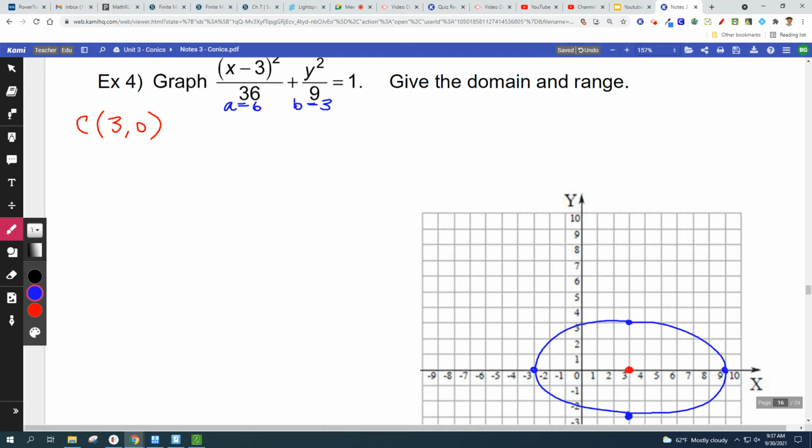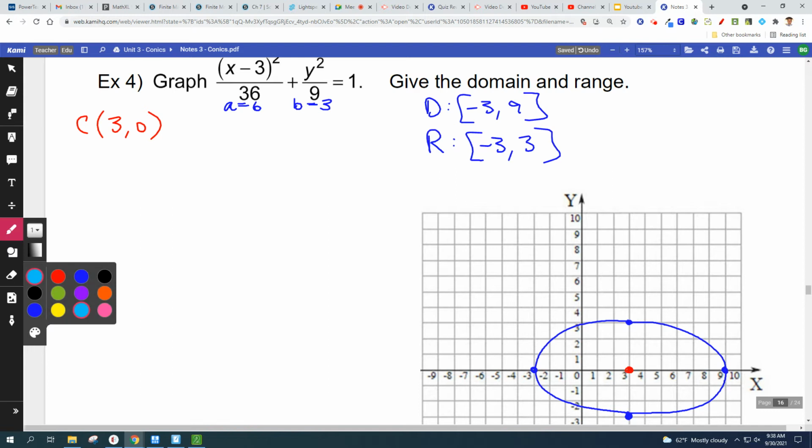Can draw an ellipse right through there. We should be able to give the domain and the range. Domain goes from what to what? -3 to 9. And the range, my picture doesn't look awesome. -3 to 3. Okay, very good. Now, it doesn't ask me for this, but you know, the harder questions are going to ask you extra questions, like major axis.